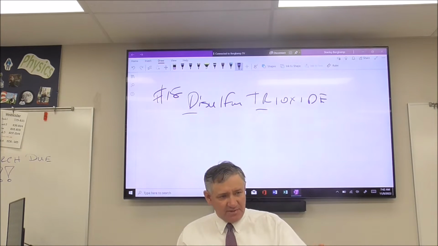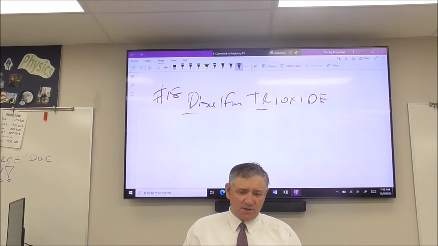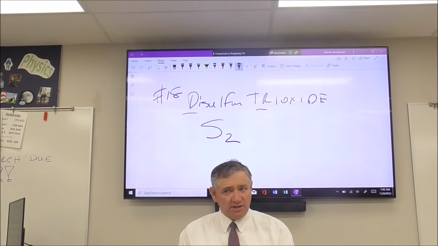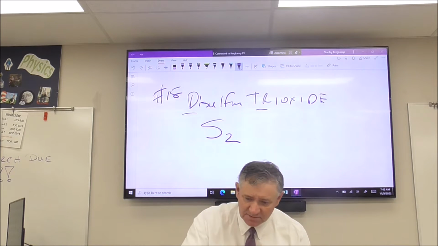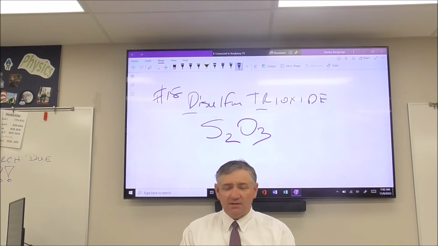Do not overthink this. Miles, prefix di means what? 2. So this is going to be S2, okay? And then tri means 3. So it's S2O3. Okay, that's it.